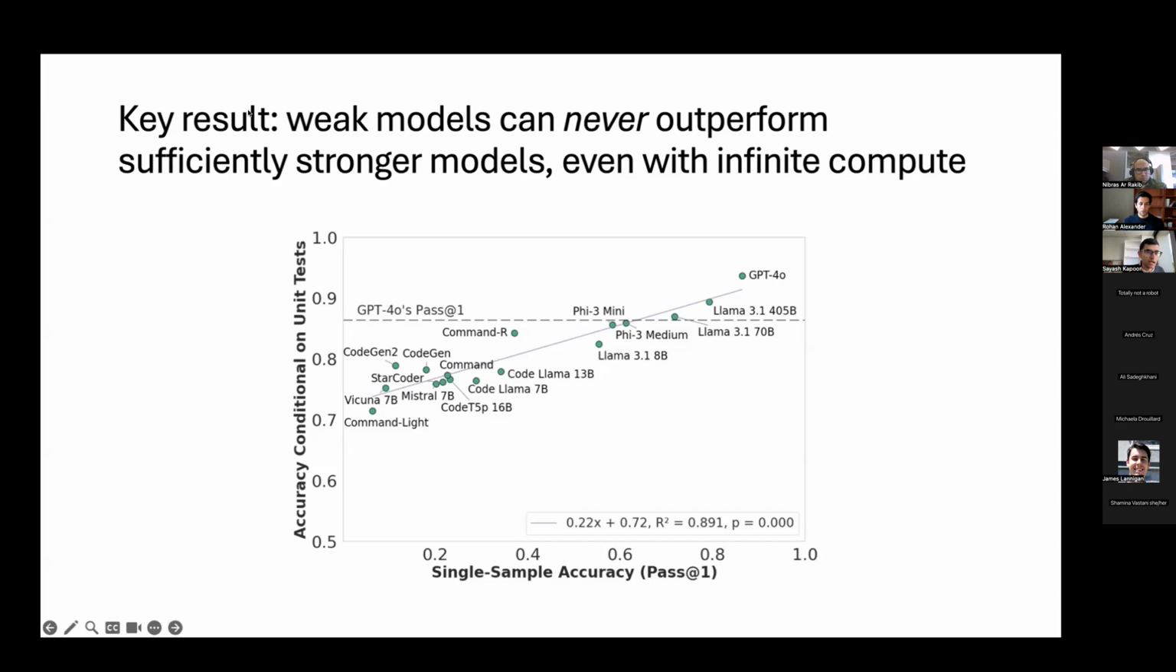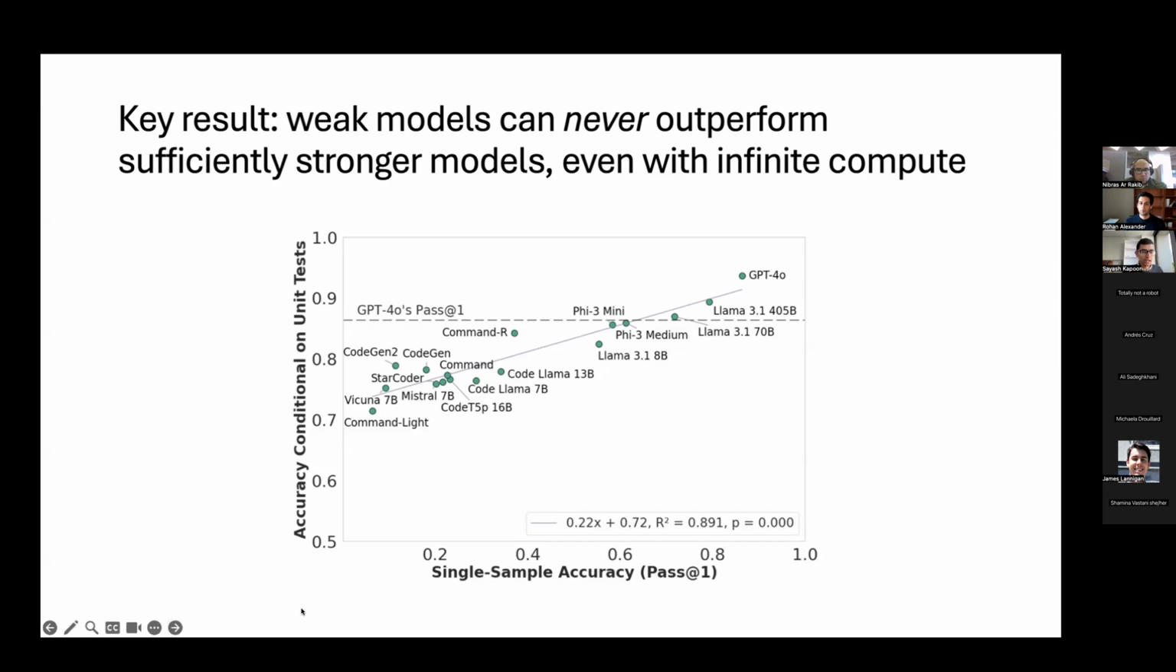So in particular, if you look at this horizontal line here, this represents the pass-at-one accuracy of GPT-4o, which is a strong model in this case. If the conditional probability of a weak model, even conditioned on passing the unit tests, is lower than a strong model's accuracy, in this case GPT-4o's, without having this verifier, then there is essentially no amount of inference scaling that can lead to this accuracy gap being closed.